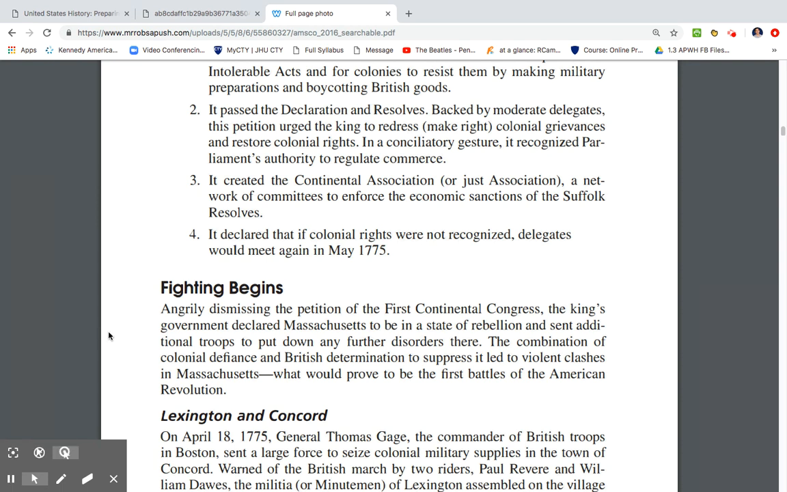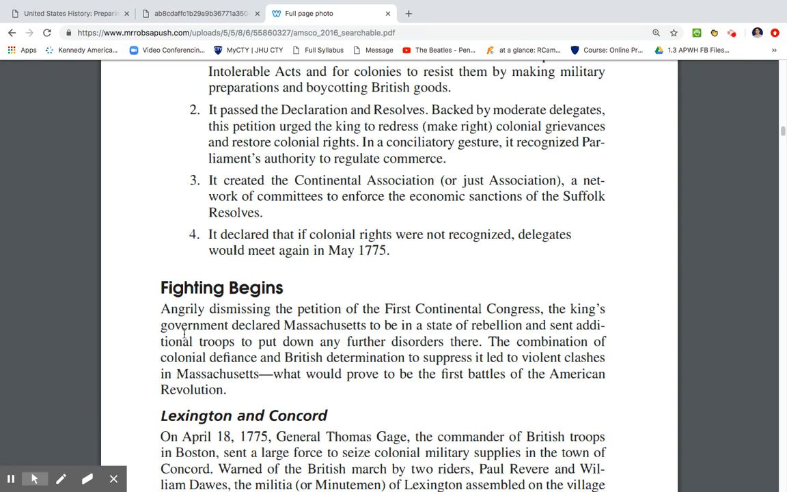I believe we left off where fighting begins. Angrily dismissing a petition of the First Continental Congress, the King's government declared Massachusetts to be in a state of rebellion and sent additional troops to put down further disorders there. The combination of colonial defiance and British determination to suppress it led to violent clashes in Massachusetts. What would prove to be the first battles of the American Revolution?